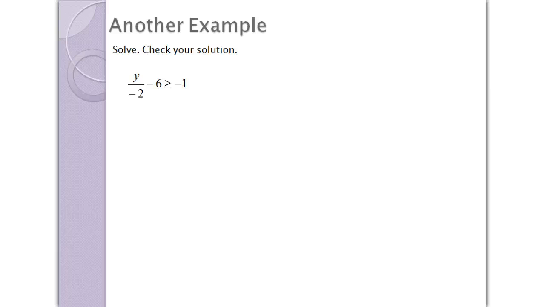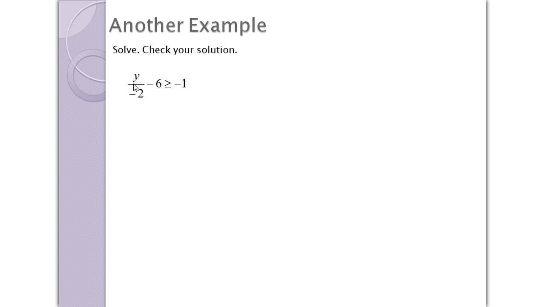Here's another example. We want to solve and then check our solution. So let's think about our solving rules again. First thing you want to do is simplify. Well, looking at the left-hand side, I don't have any like terms. Nothing can be distributed. This is a division bar, but it's not the big division bar that would cover the entire problem. It's just a small one, so we're good to go.